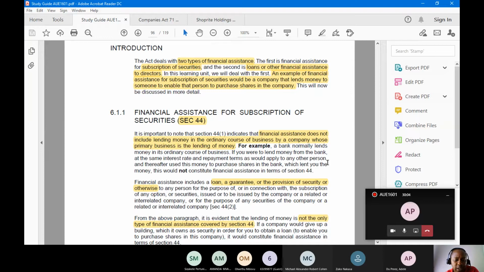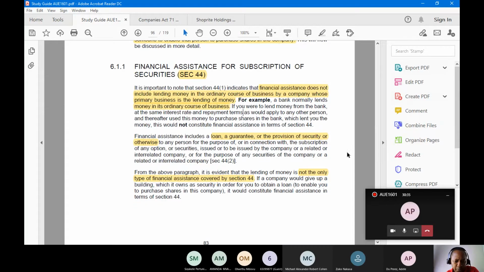The one thing to note there, firstly, is that the bank, in its ordinary course of business, lends money. So we're not looking at a company that does not ordinarily lend money. Secondly, in this case, the director is given the same interest and the repayment terms are the same as any other person. Also, this would not constitute financial assistance in terms of Section 44.